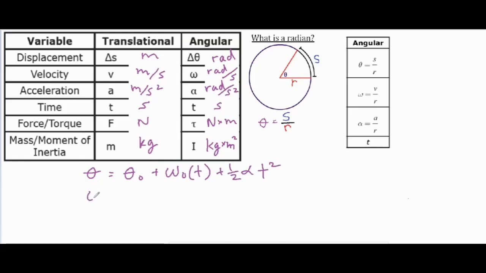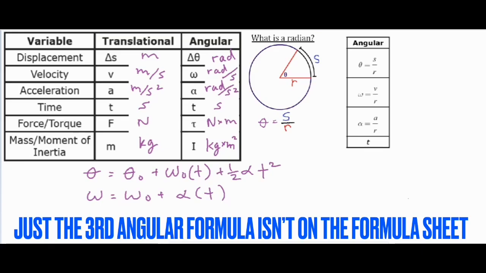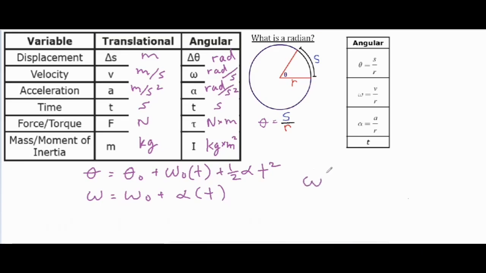The second one is going to be omega equals omega naught plus alpha t. Now, there is a third kinematics formula that is fairly popular, which is v squared equals v naught squared plus 2a delta x. That one is not on the AP1 formula sheet. You could also use that if necessary, and the version of that in rotational motion would look like this.